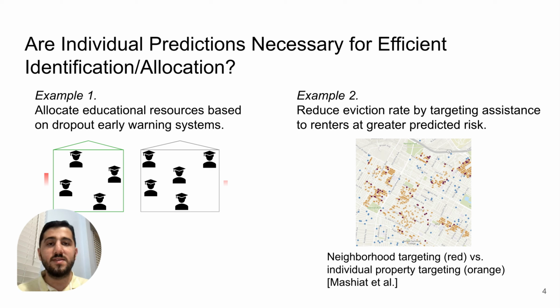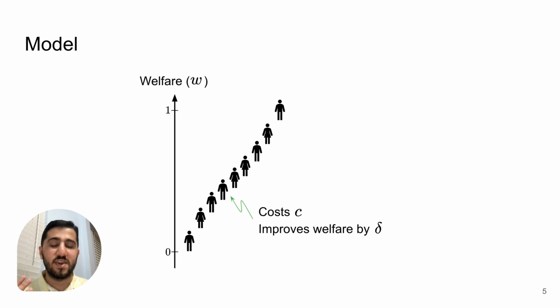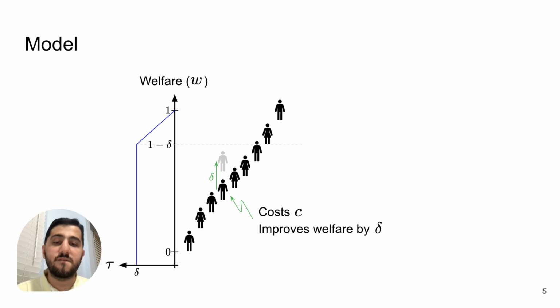So what we do in this paper is we compare this baseline with a prediction powered allocation in a simple mathematical model. What's the model? Suppose we have some individuals, they have an unknown welfare between 0 and 1. We can intervene on them. That's going to cost C, a fixed cost, and that's going to improve the welfare by delta. Of course, capped at the maximum value.